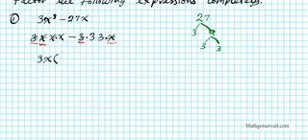So what are we left with? x times x, which is x squared, minus 3 times 3, which is 9. Now we have a square, a difference symbol, and a square. So we're going to use the difference of squares formula to factor this.